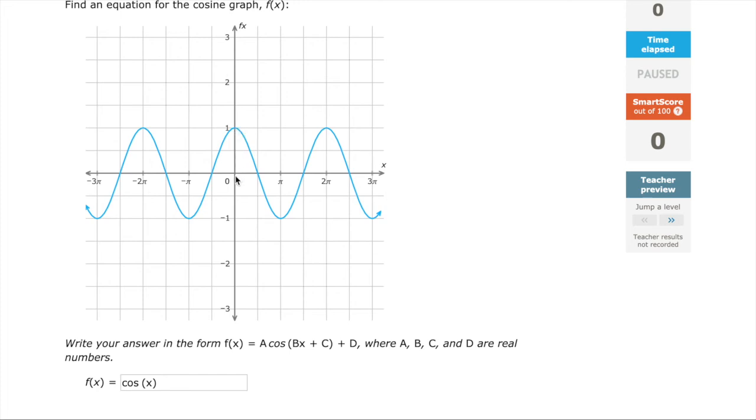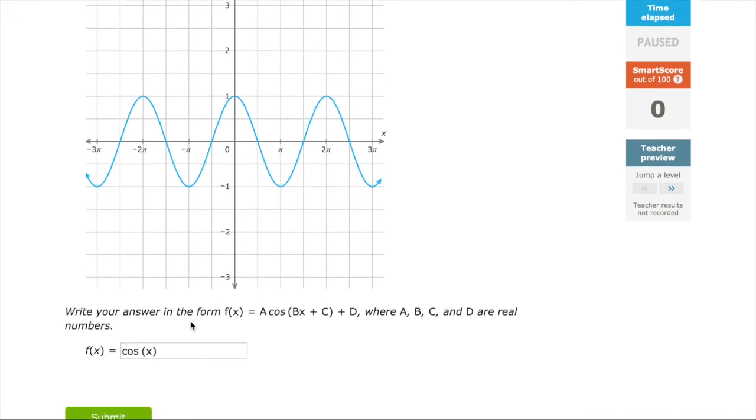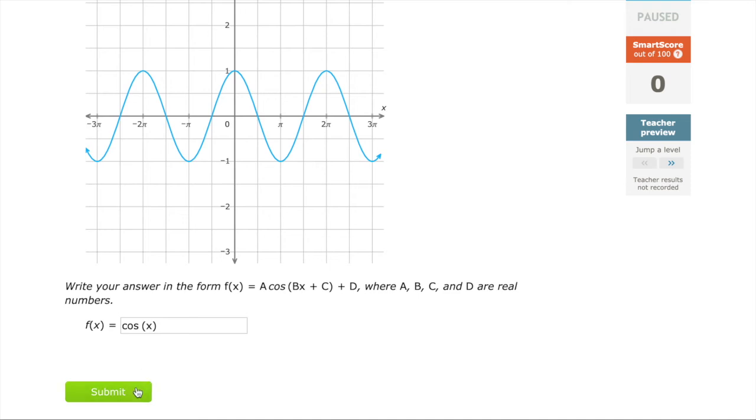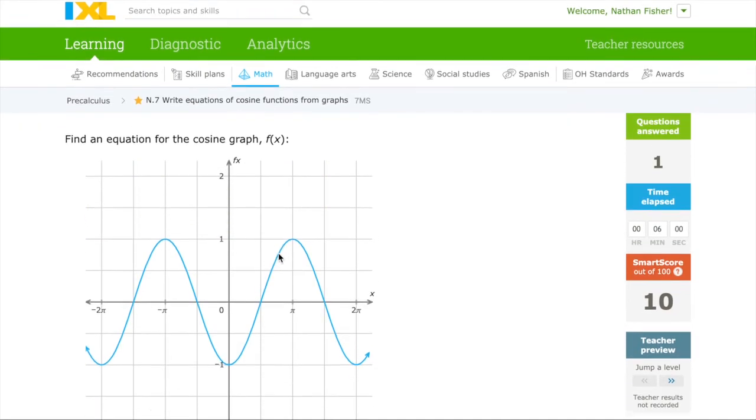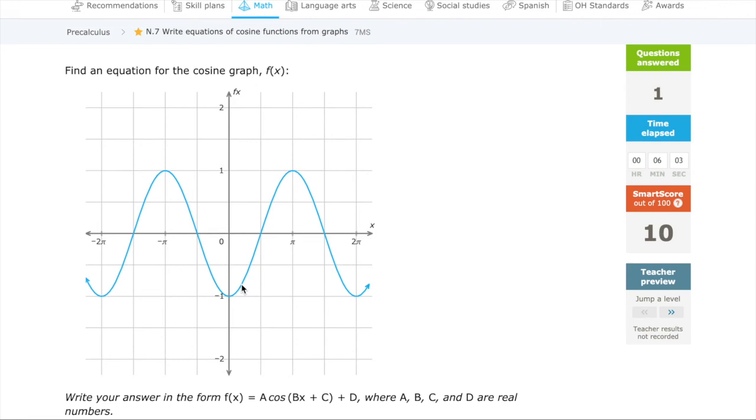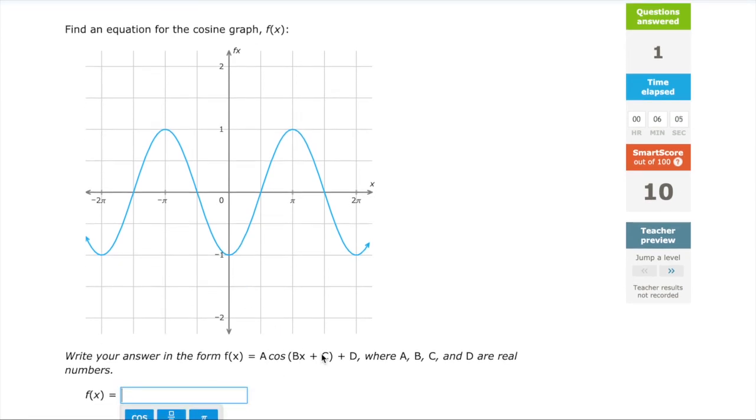With cosine, you see this is an amplitude of 1, the midline's still at 0, the period is 2 pi, so all that is what we would say is typical. That's our base version of the graph. Here, there are some changes though. I want to look at all these different pieces it gives us.